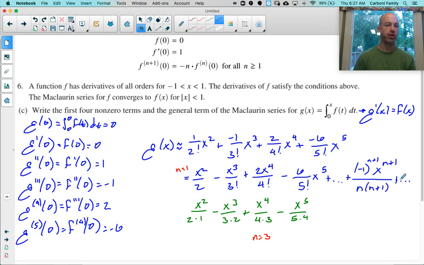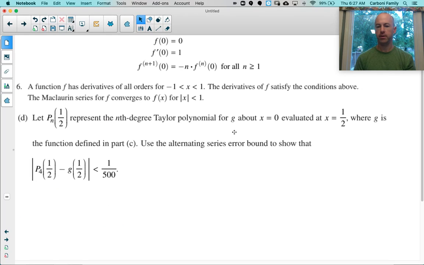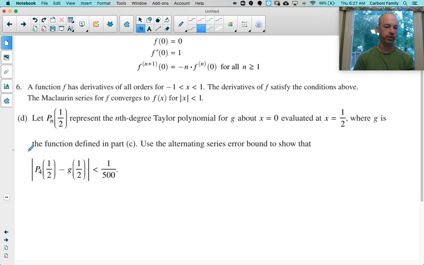And then finally, part D. I think I'm going to use this answer in part D. So we have the nth degree Taylor polynomial for G about 0, which is what we found out in part C. When it's evaluated at 1/2, we are to show that the error in using the first 4 terms is less than 1 over 500.